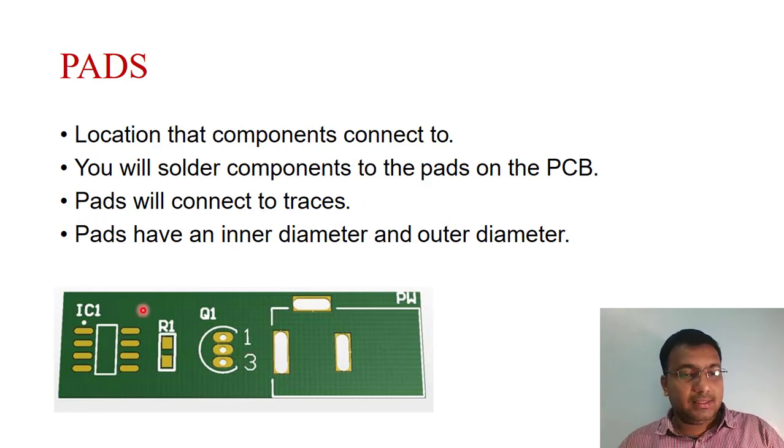The pads will connect the traces. So traces means the different wires. That is known as traces. Pads have an inner diameter and an outer diameter. Here you can look, this is a pad. It has an inner diameter, it has an outer diameter, and this is a hole. So again, pads are very important.